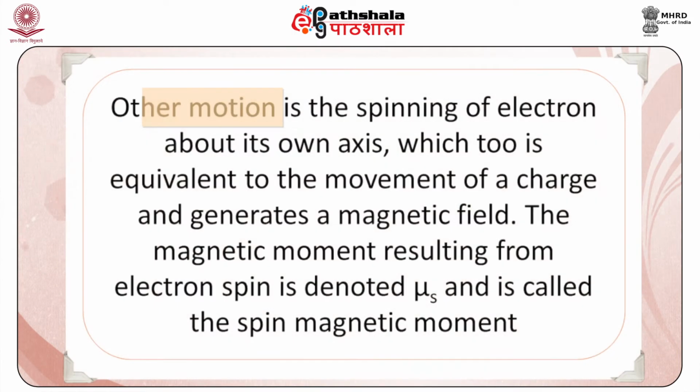The other motion is the spinning of the electron about its own axis, which too is equivalent to the movement of a charge and generates a magnetic field. The magnetic moment resulting from electron spin is denoted as mu s and is called the spin magnetic moment.